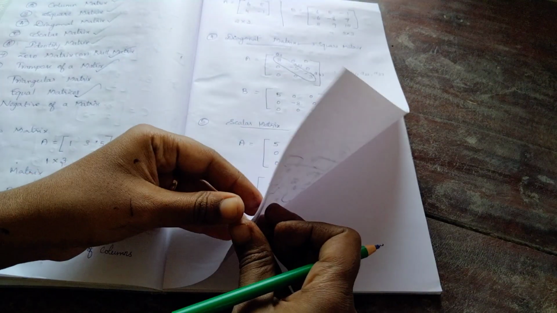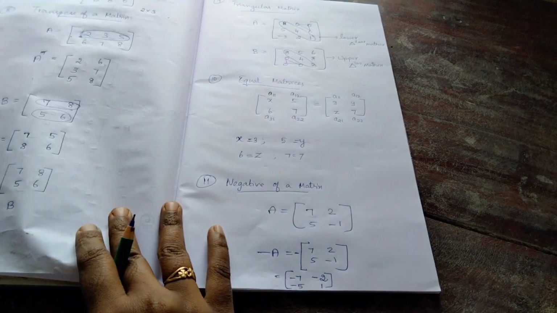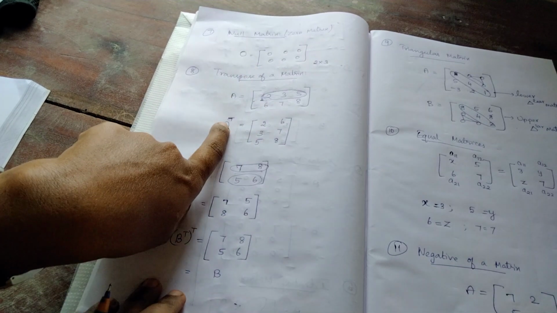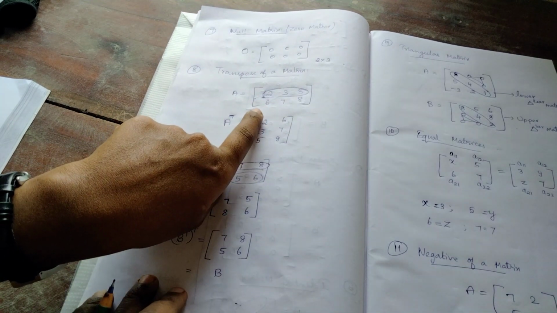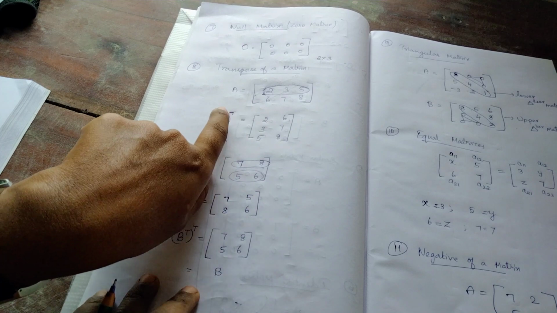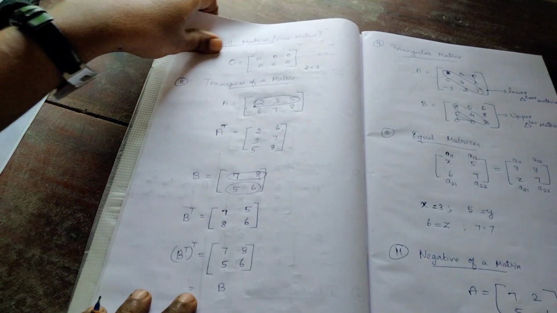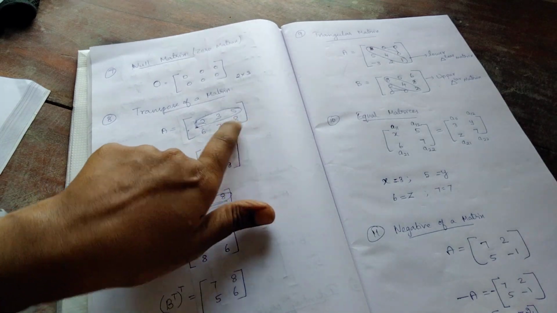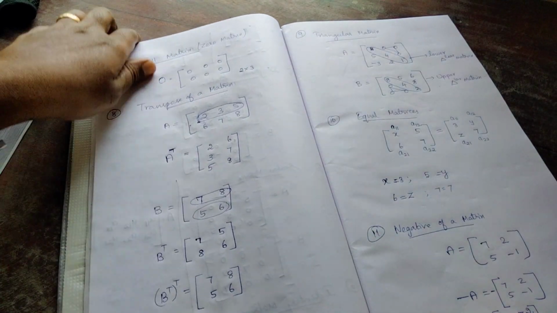Okay. Then null matrix or zero matrix means all the elements are 0. Transpose of the matrix means interchanging the rows into columns and columns into rows. So here also interchange: first row into first column and second row into second column. That is the transpose of the matrix.